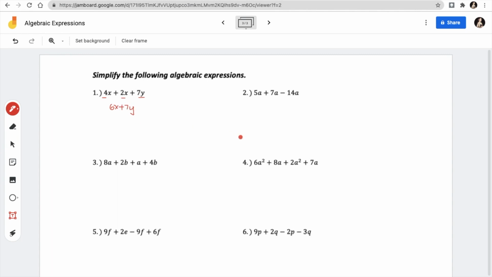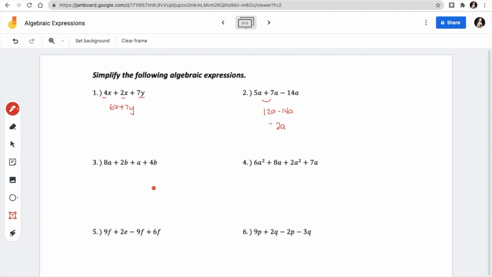Now let's proceed with the second item. If you look at all of the terms, all of them have the same a without any exponent, so they are all like terms. You can add the first ones first: 5a plus 7a is 12a, minus 14a. Because 14 is bigger than 12, this one will be negative 2a.